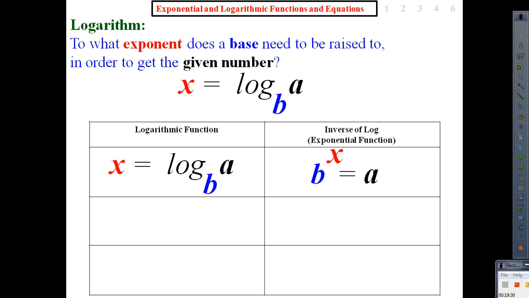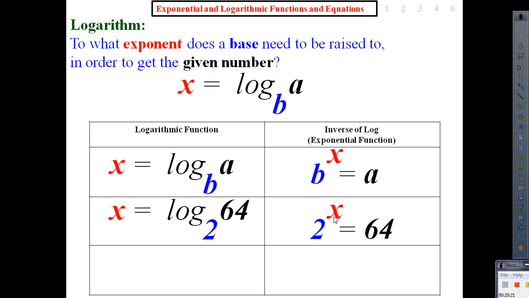All right, so now let me use numbers so you can see it translated into numbers. Let's say I gave you this one: x equals log base 2 of 64. So what is our base? 2. What is the exponent? x. And what is the number that we need to find? 64. So if we were to rewrite this, it would be 2 to the x equals 64. So far, so good?